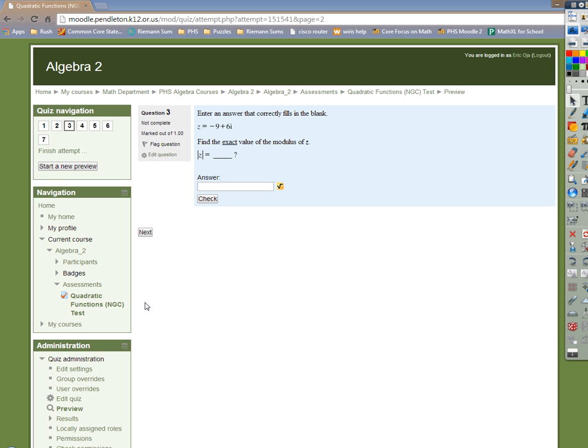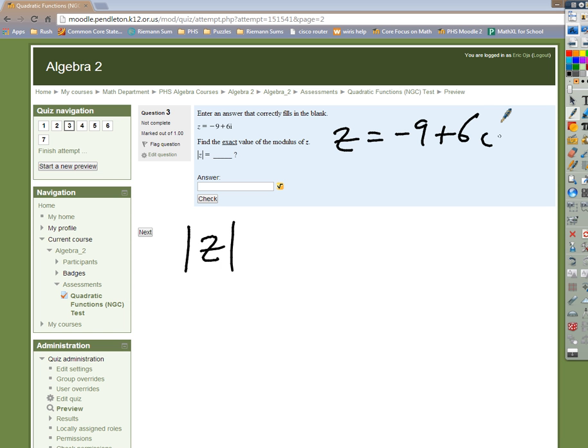Okay, very, very simple. Just read these questions though. Remember, if they're asking for this, what does this mean? It's telling us that z equals -9 plus 6i. What does this thing mean? What is it again?